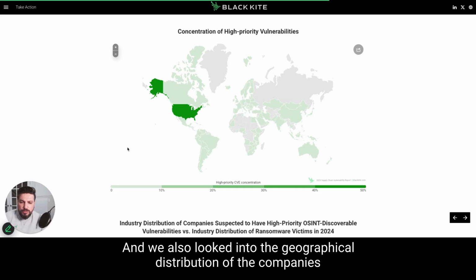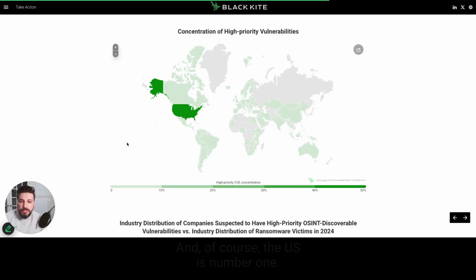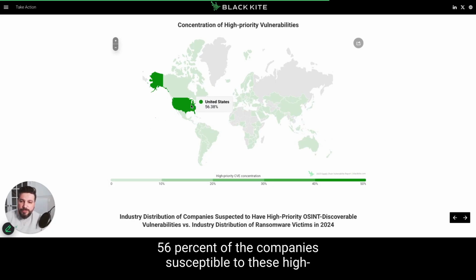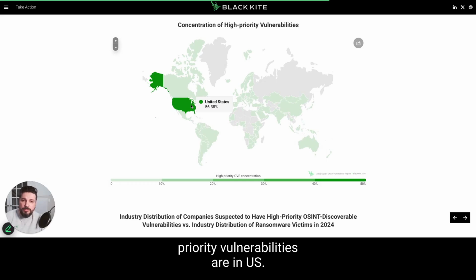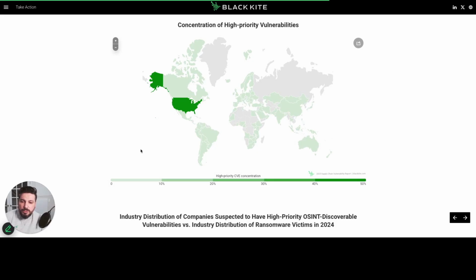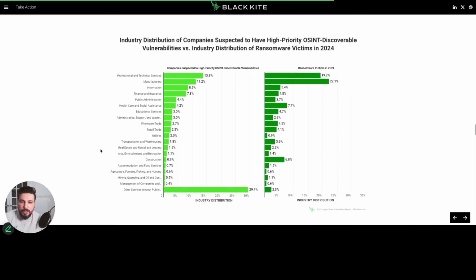And we also looked into the geographical distribution of the companies susceptible to these OSINT discoverable vulnerabilities. And of course, the US is number one. 56% of the companies susceptible to these high priority vulnerabilities are in the US. And there are other countries that you can see across the globe, but usually it is in the US.